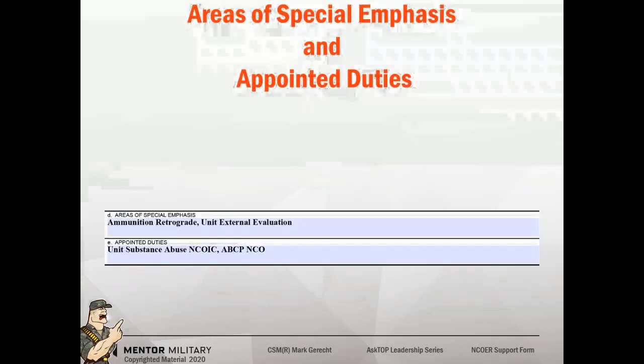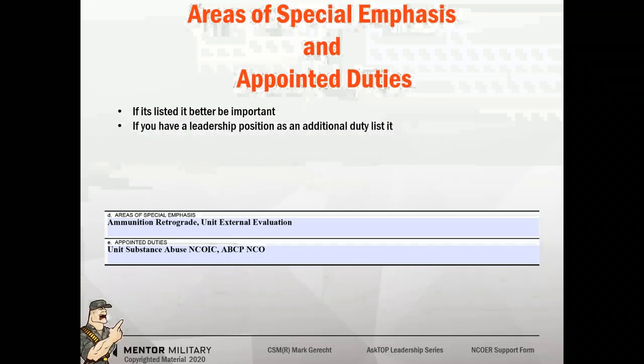So areas of special interest and appointed duties. So for here, we're saying the areas of special interest are ammunition retrograde and an external evaluation. Appointed duties are substance abuse NCOIC and weight control NCO. So if it's listed in these areas, it better be important. If you have a leadership position as an additional duty, make sure it's listed. If it's listed, it should appear somewhere in your support form where you're taking credit for it, you're laying down specific goals for it.